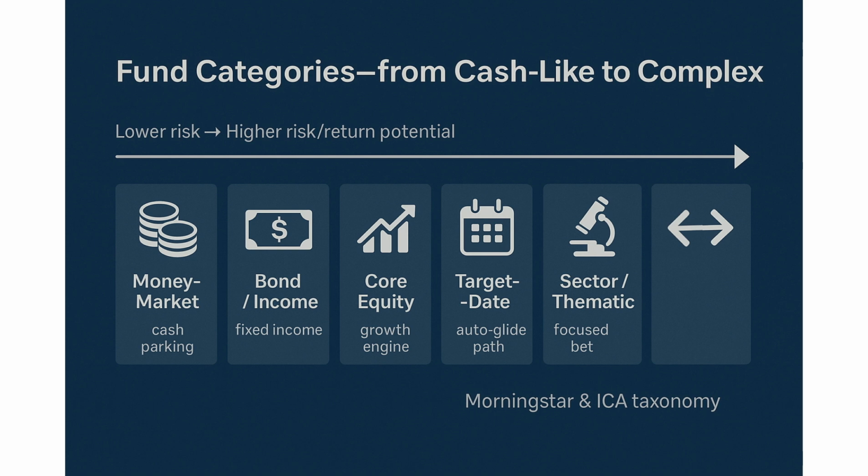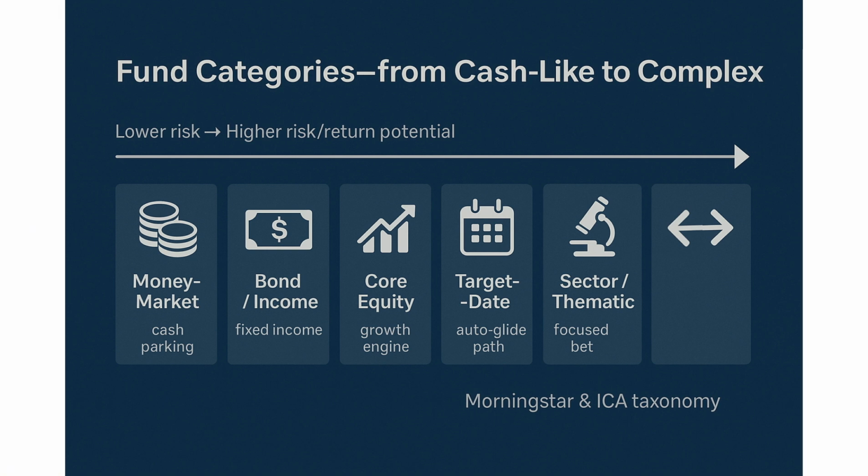Another one is bond or income funds. Anything from US Treasury to high yield corporate. Duration, credit quality, and sector mix drive risk. So examples are VBTLX, total bond, and JNK, high yield.